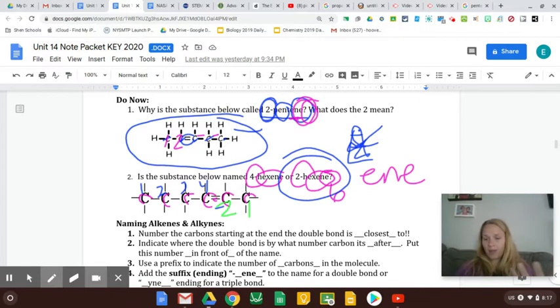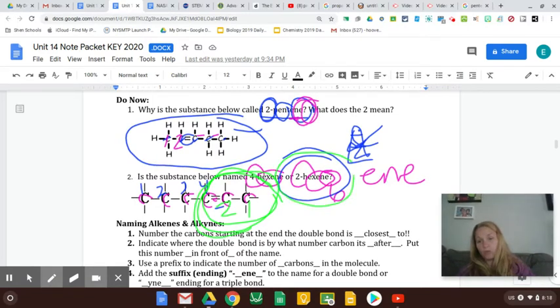So to prevent things from having two different names just because they're flipped around, we made this rule where you count from the side that the double bond is closest to, or the triple bond. So the rule is you count from the side that's closest to. If it's hard to tell, you just count. You go, okay, 1, 2, 3, 4. If I count from this side, it's 1, 2. Okay, it's closer to this side. I'm going to call this 2-hexene.